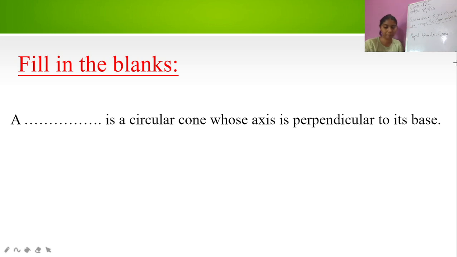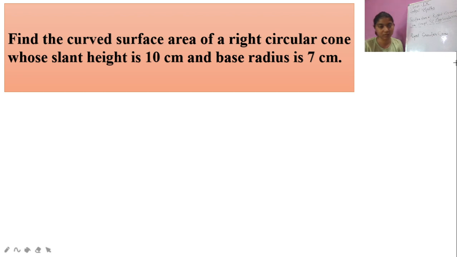Now students, please read this question and tell me how we are going to proceed. You have to find the curved surface area of a right circular cone whose slant height is given as 10 centimeter, and its base radius is 7 centimeter. We know the curved surface area of a right circular cone, what is that students? Please write your answer in the comment box. For CSA, what is that? Yes, it is pi r l.